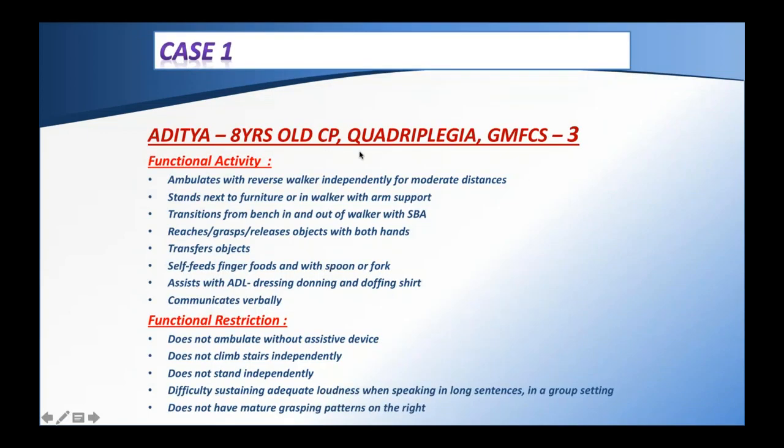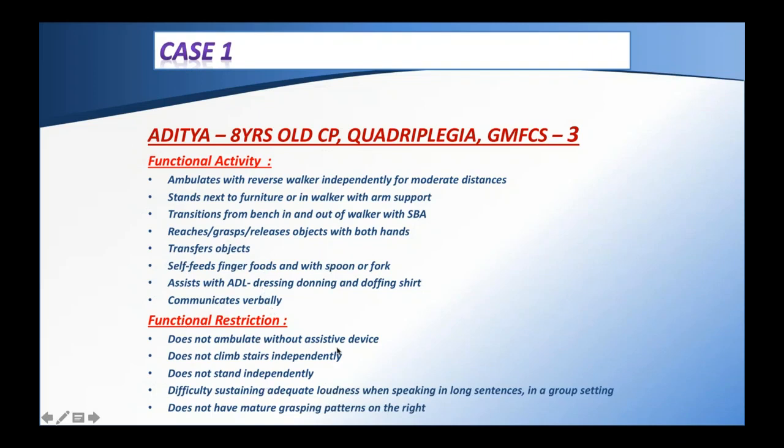So now, if you really look at his ICF, he's someone who's a GMFCS 3 at this age. He's an 8-year-old child with CP. He's got quadriplegia. He ambulates with a walker independently for moderate distance. He can stand next to furniture or walk with arm support. He can transition, you saw from Brent, these become functional activities. He can transfer objects. He can release and grasp an object. He finger feeds, he assists with ADL, and he communicates verbally.